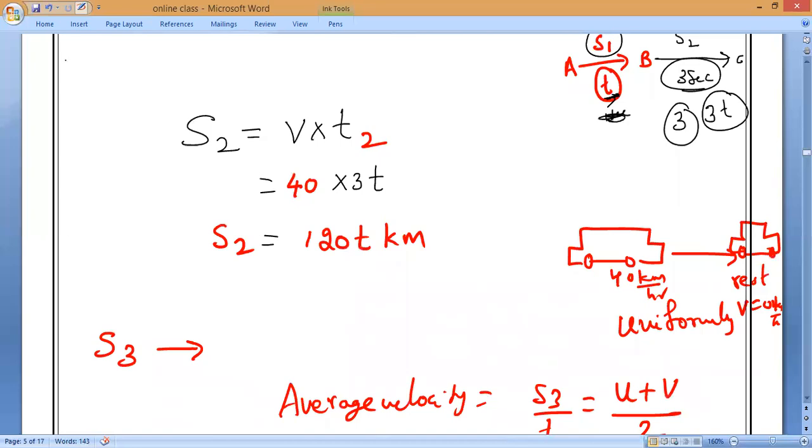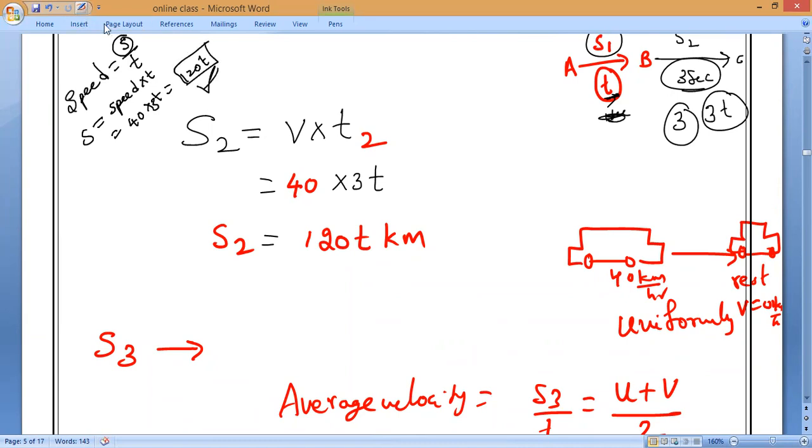So what is the distance? What is the speed formula? Speed is equal to distance by time. Yes or no? Now we want distance. Distance is equal to speed into time. So speed they have mentioned 40, constant speed. So 40 into time, which is equal to 3t, which is equal to 120t. Okay, Harish? Yes, sir. That's all.